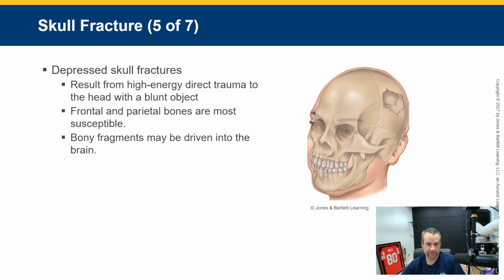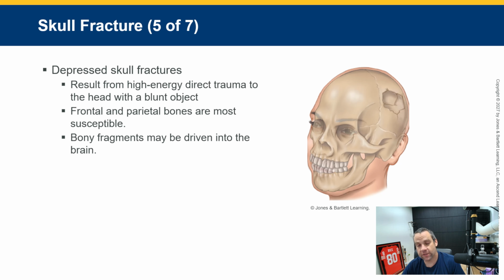Now we have a depressed skull fracture. This occurs when the fracture is driven inwards towards the brain. It usually follows a concentrated, high energy blow from a blunt object. The frontal and parietal bones are particularly vulnerable because portions of these bones are relatively thin, but when they break inward, those bone fragments can tear the meninges, damage blood vessels, or injure the brain directly. Again, you have the bone fragments going inwards.